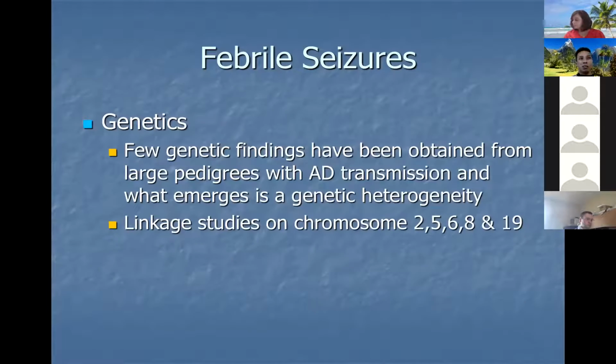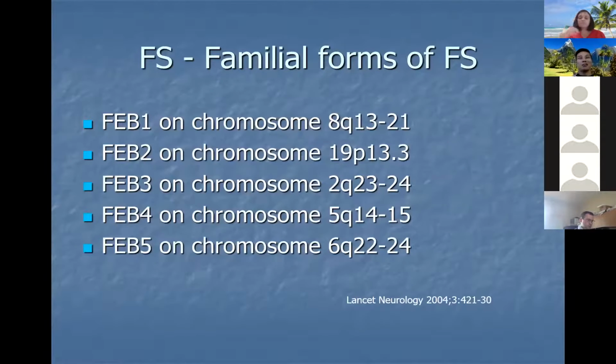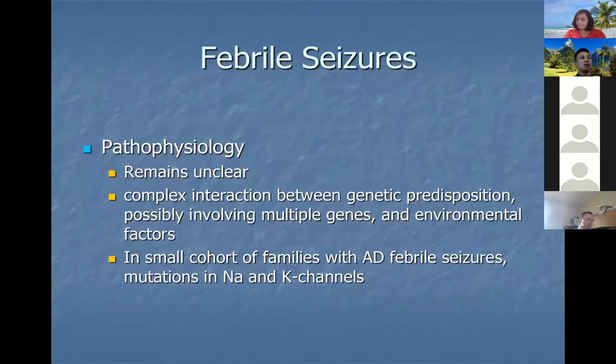There are genetic studies that have been shown. Just FYI, this is for my medical students and my community physicians, but these are some of the chromosomes when they've done linkage studies on families that had autosomal forms of febrile seizures. As I mentioned, pathophysiology remains unclear. As with many diseases that we see, it's probably a combination of genetic factors, multiple genes, and important environmental factors as well. So not in common neurology, but also in other medical fields as well. In the families that I showed you where they did genetic studies, those are associated with sodium potassium channels.